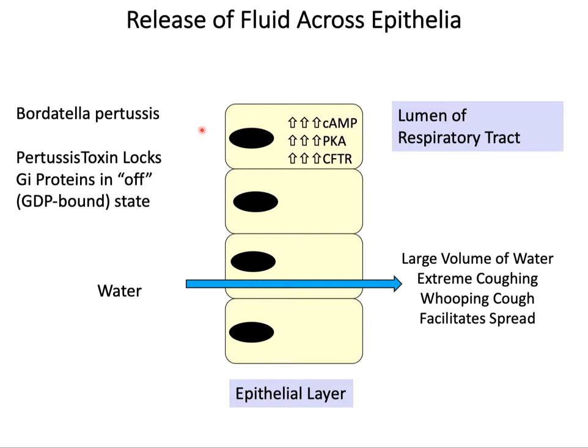So just take a moment to think about this. If you cannot turn on the Gi heterotrimeric G protein, then you cannot turn off the adenylyl cyclase, because it is the inhibitory G protein that turns off or inhibits the action of adenylyl cyclase. So the outcome is increased intracellular concentration of cyclic AMP, which in turn causes increased activation of protein kinase A and increased activity of CFTR, and then of course a large volume of water across the epithelial layer into the respiratory tract, producing the characteristic whooping cough.